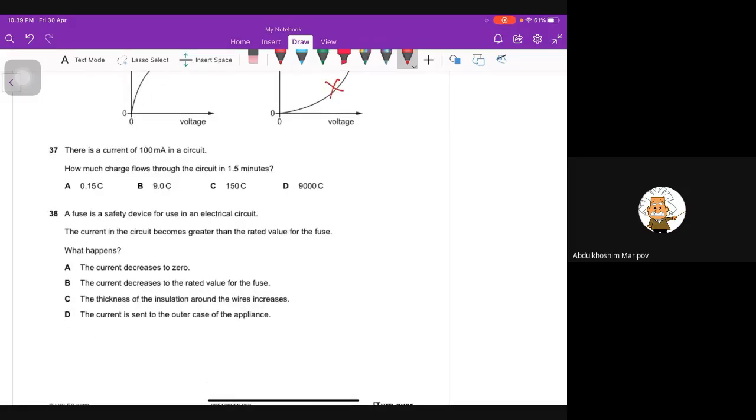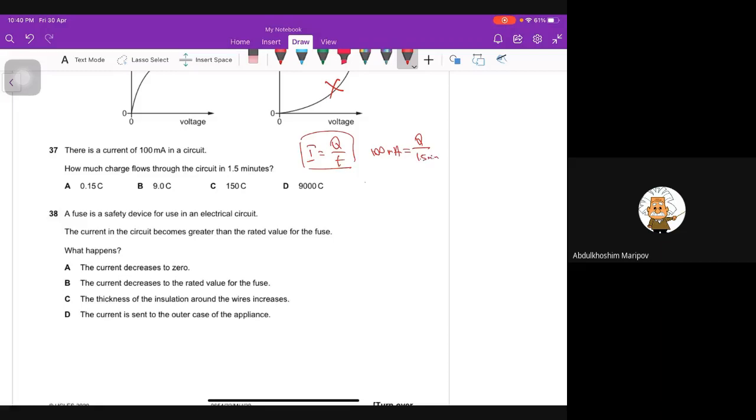There is a current of 100 milliampere in the circuit. How much charge flowed through the circuit in 1.5 minutes? Well, guys, the definition of current is the charge per time, right? So Q over time. The current is given. So current is 100 milliampere, 10 to the power negative 3, equals Q, the charge being asked. It's in coulomb. Time is 1.5 minutes.